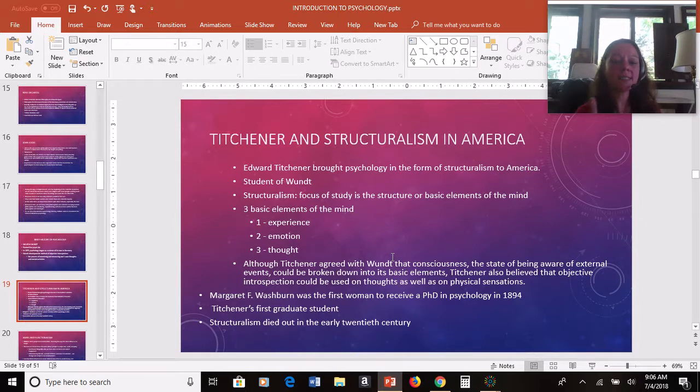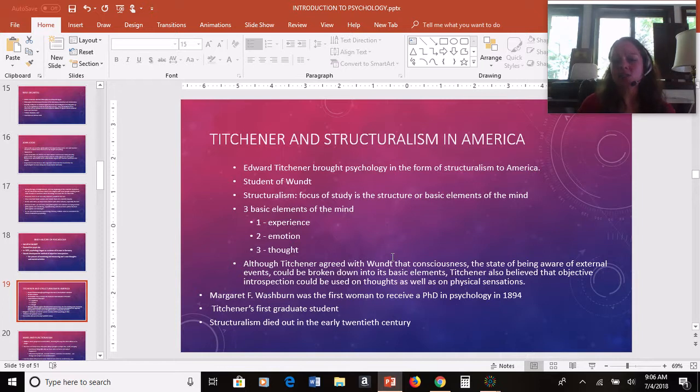And so Titchener had Margaret Washburn. She was one of his first graduate students. She was the first woman to receive a PhD in psychology from Harvard. That was in 1894, and Washburn went on to do some really cool and interesting things that helped evolve psychology into what it is today. So she was really instrumental in laying some of the foundational groundwork in what we know.